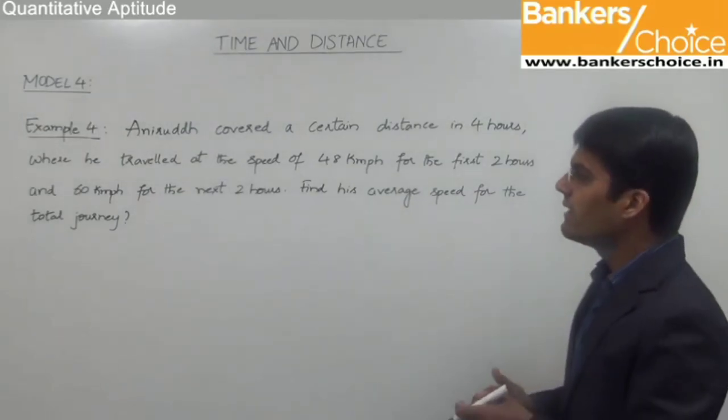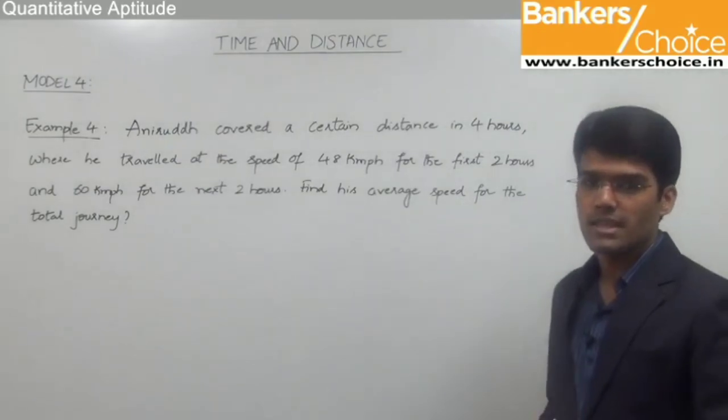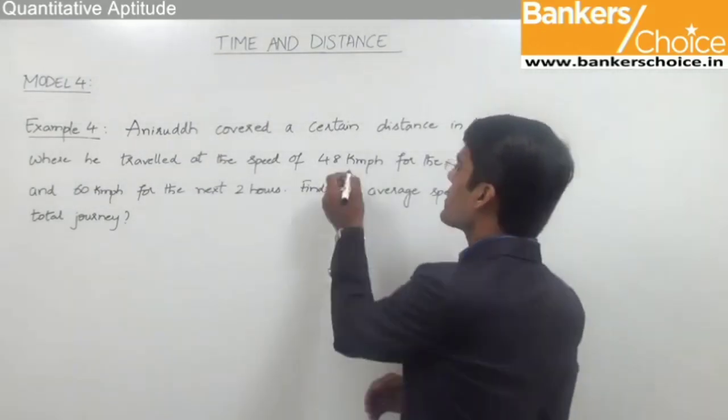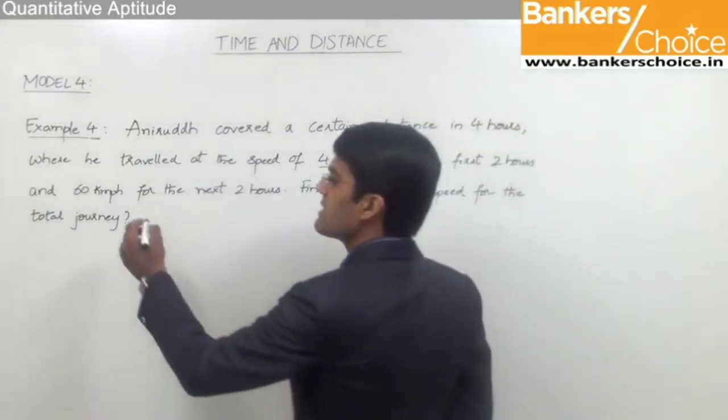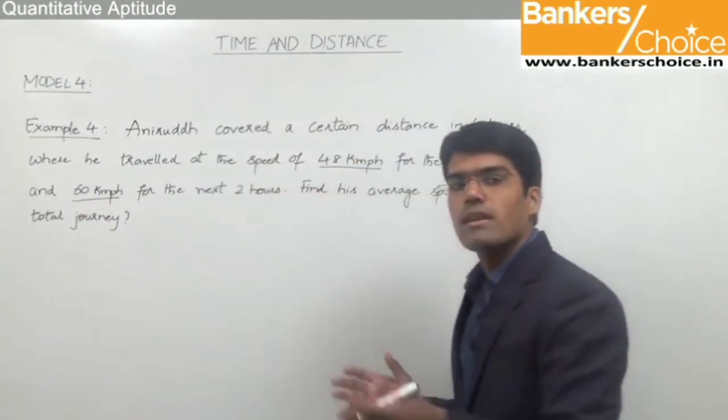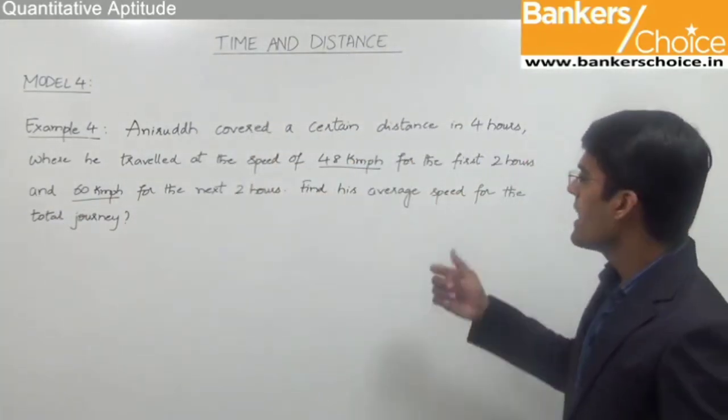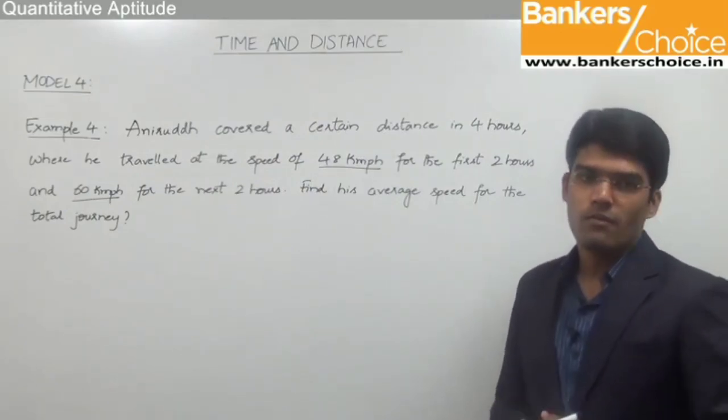So as you can see here, Anirudh has covered the total distance in 4 hours where his speed was 48 kilometers per hour for the first half of the time and then 60 kilometers per hour for the remaining 2 hours, that is the next half of the time. And we have to find out the average speed for Anirudh.